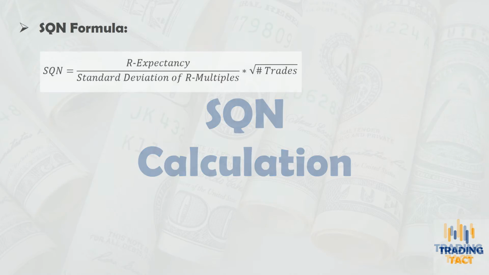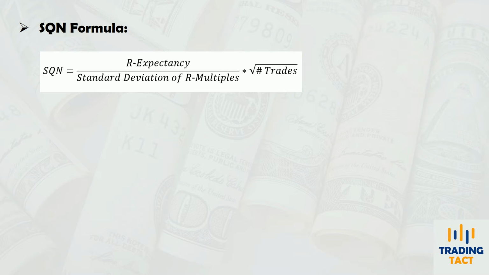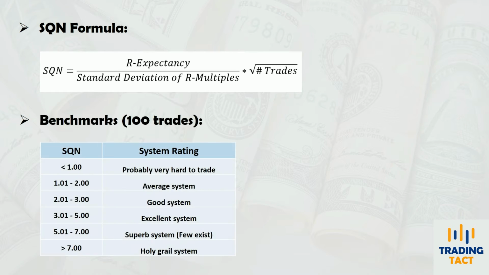Here's the formula for the SQN. It is the ratio between the R expectancy and its standard deviation, multiplied by the square root of your number of trades. Dr. Tharp provides the following benchmarks based on a sample size of 100 trades. For most systems, you'll probably get an SQN between 1 and 5. This particular sample size of 100 is important. I'll come back to it when discussing the limitations of the SQN.